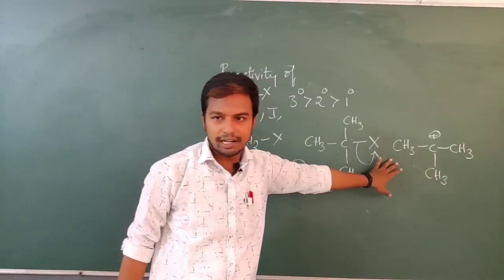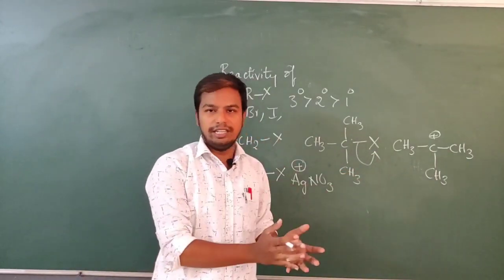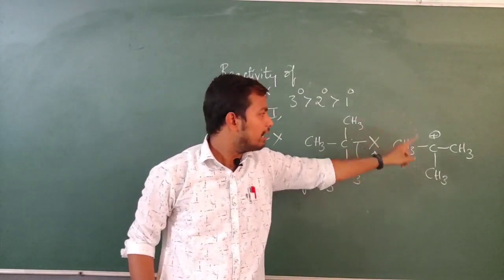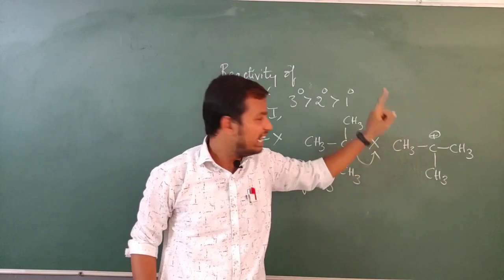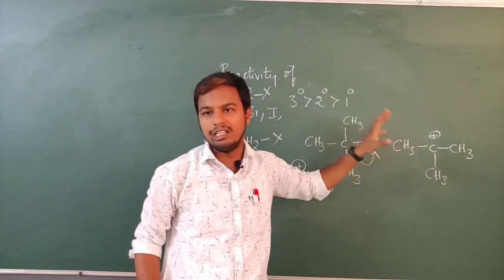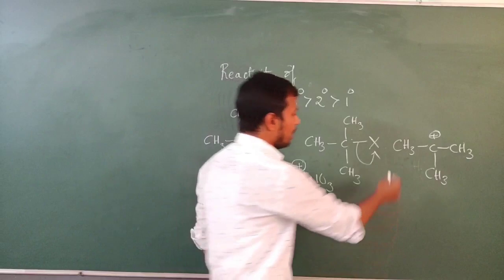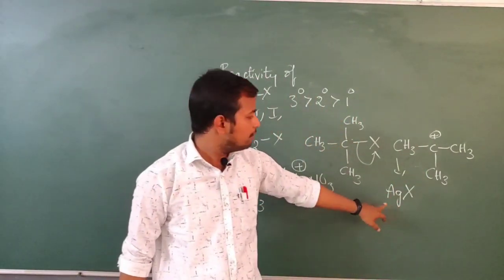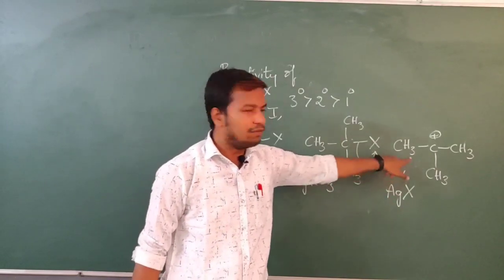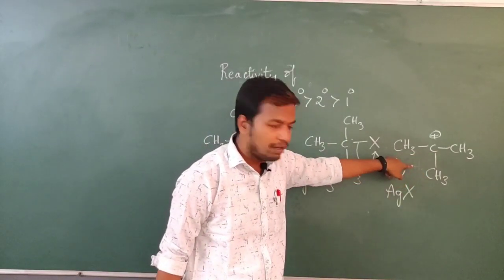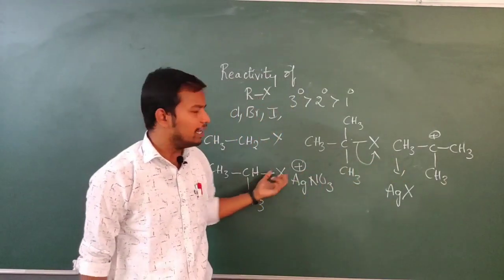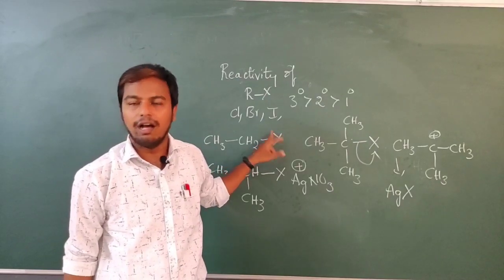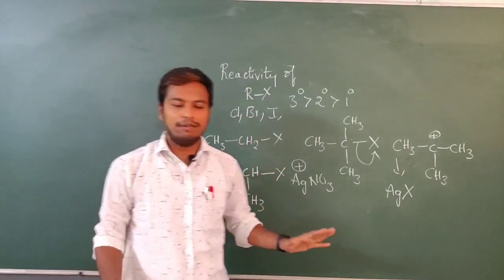It reacts with the silver nitrate solution. The silver which dissociates will abstract the halogen atom, thereby generating the carbocation. That carbocation is stable, so it precipitates first, and the formed precipitate is silver halide. So first tertiary carbocation will be precipitated, followed by secondary, followed by primary. In this way we can determine the reactivity of alkyl halides. I hope you have understood this.